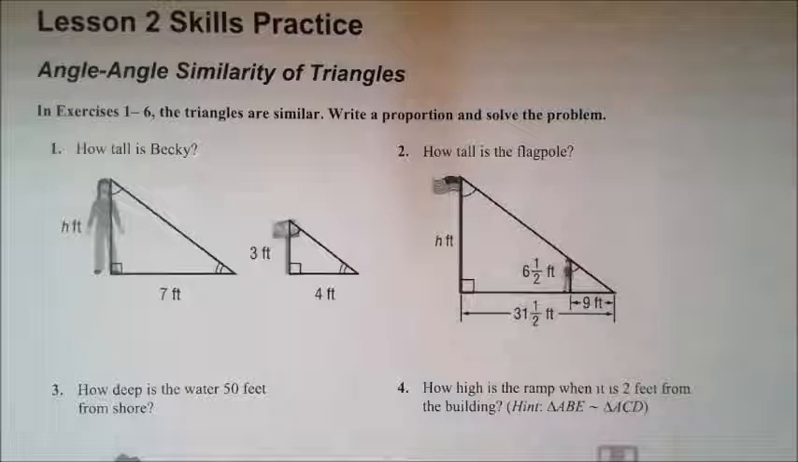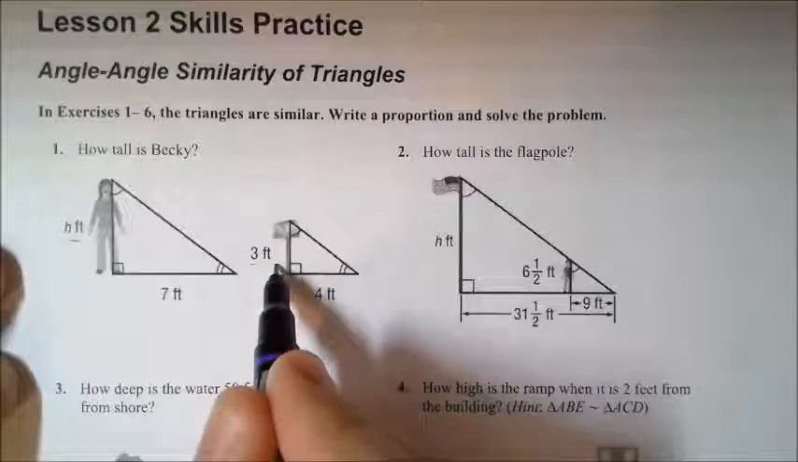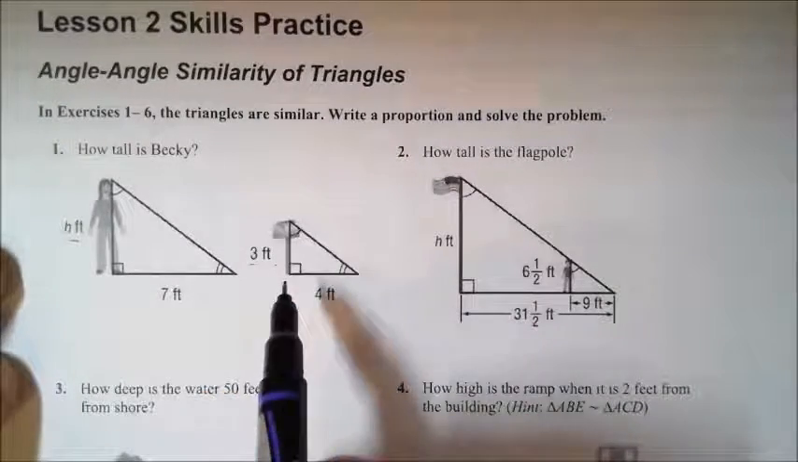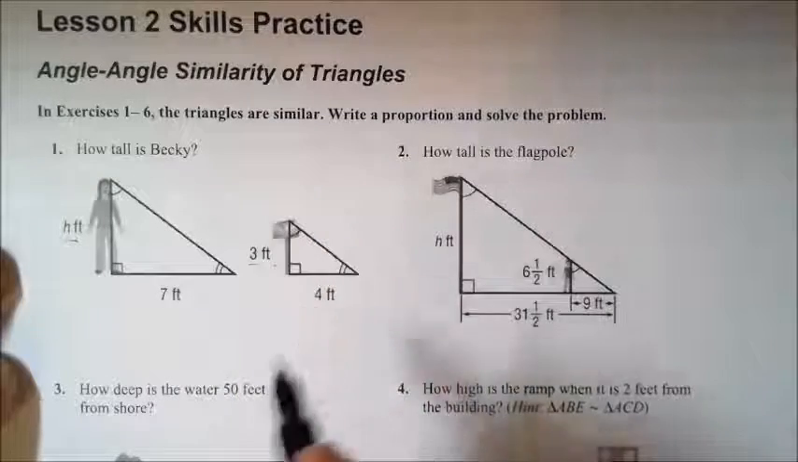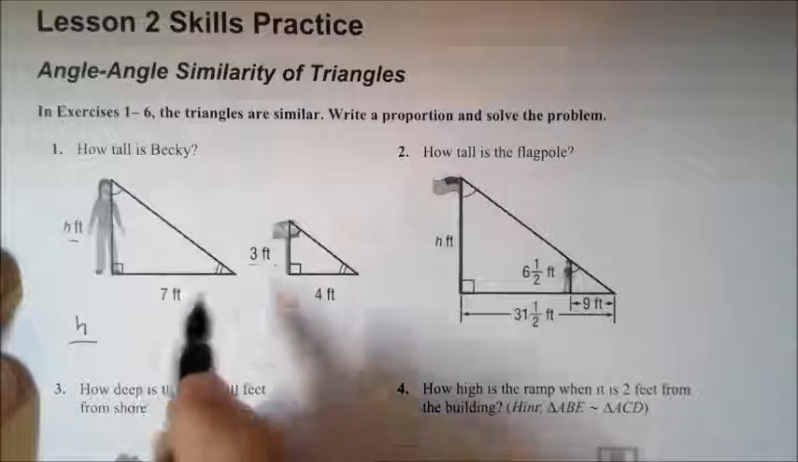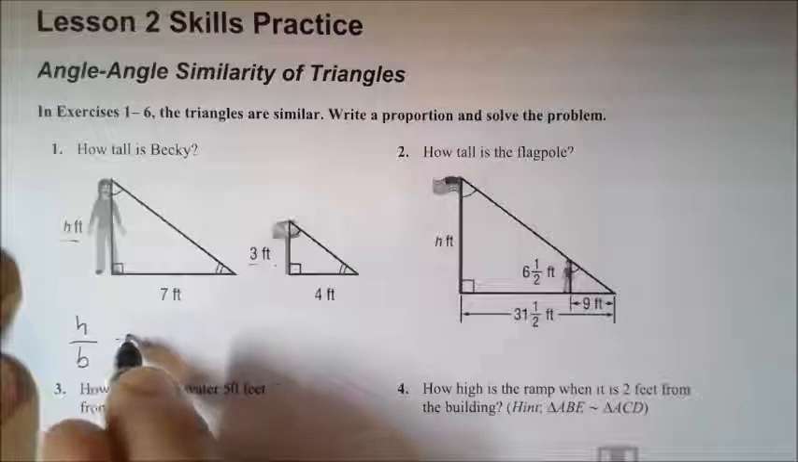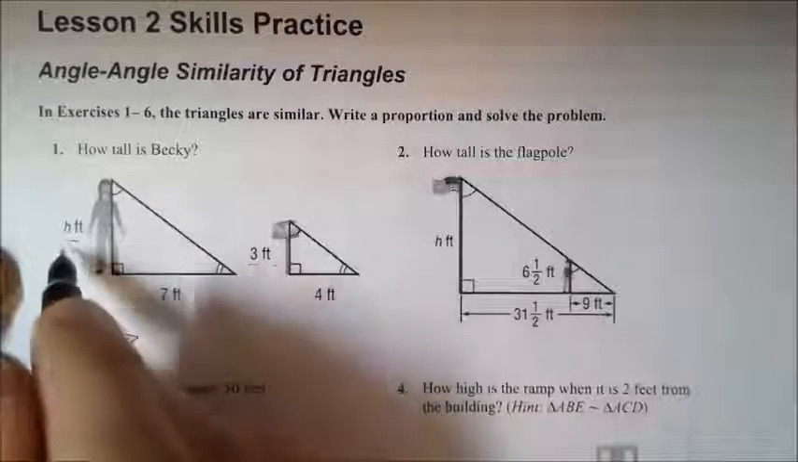I work from left to right, and I put the height on top and I put the length of the base on bottom. So let me show you what I mean. In number 1, it says, how tall is Becky? Notice that my height is what I'm looking for. They give you a height of a similar figure, and it even tells you that the triangles are going to be similar. So what I like to do is say, okay, my heights are all going to go on top, and then my lengths of my base, so I'm going to put B for base, is going to go on the bottom. With that being said, I'm going to set it up like this.